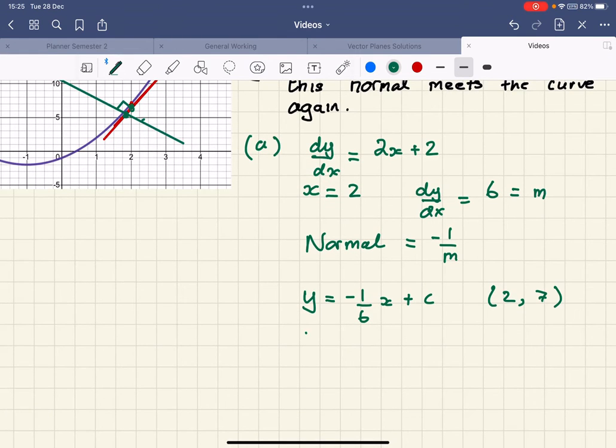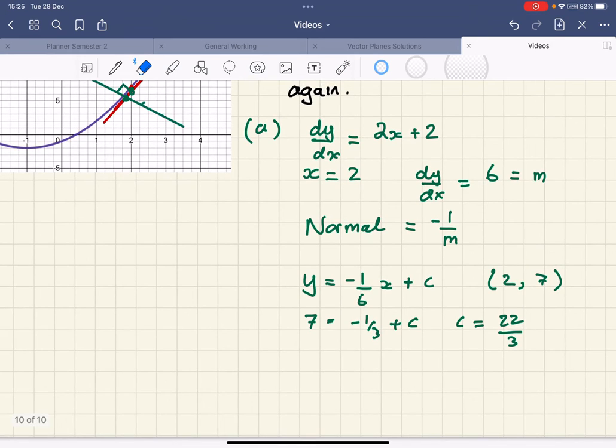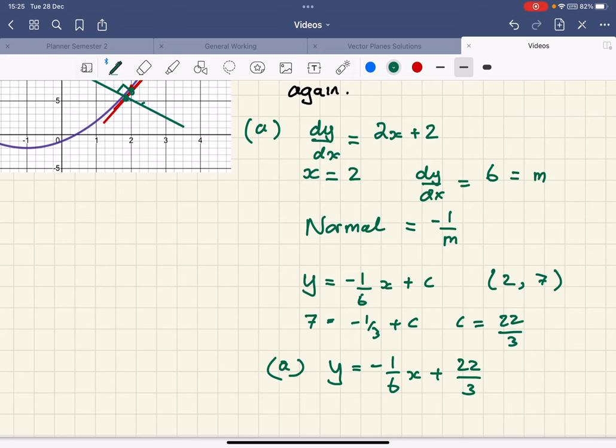Now we're able to say that this is 7. This is minus 2 over 6, or a third. Let's rewrite that as minus a third. And if we do a little bit of working out there, we can see that c is actually 22 over 3. So we've got the answer to A as y equals negative 1/6 of x plus 22 over 3.